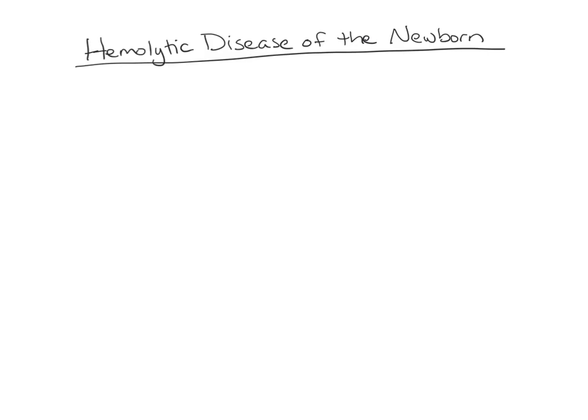Before we end this video, I want to talk briefly about hemolytic disease of the newborn. This disorder occurs when an Rh negative mom is pregnant with an Rh positive baby. So this means that the mom's blood does not have the Rh antigen on the surface of the red blood cells, but the baby that the mom is carrying does have the Rh antigen on his red blood cells.